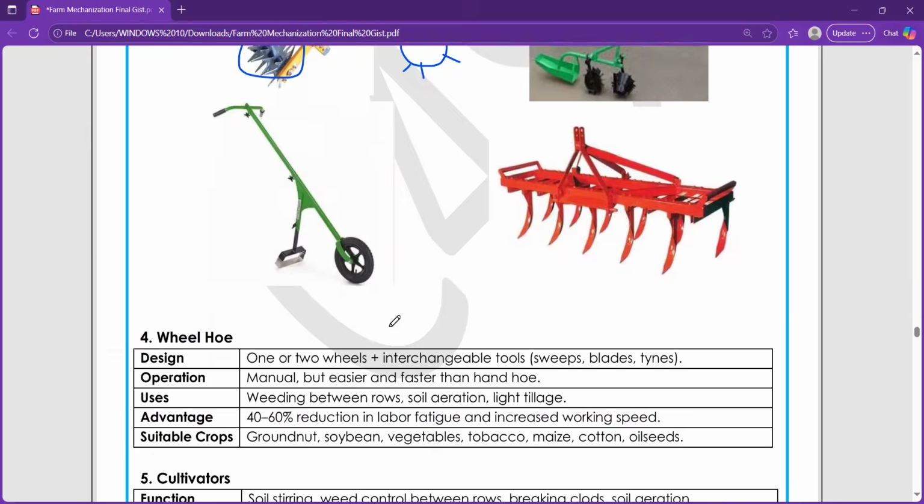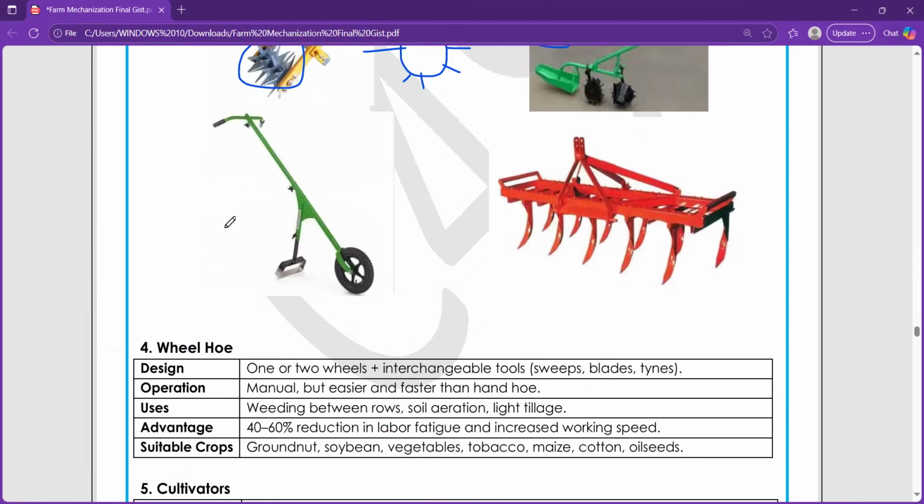Next we have the wheel hoe, which is this. It has a design of one or two wheels with interchangeable tools: sweeps, blades, and tines. The operation is manual but easier and faster than the hand hoe. It can be used between rows, for soil aeration, and gives lighter tillage. The advantages are that it reduces labor fatigue and increases the working speed.